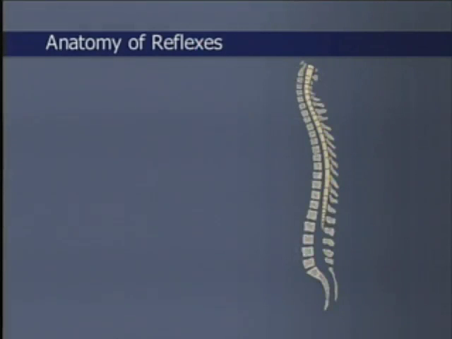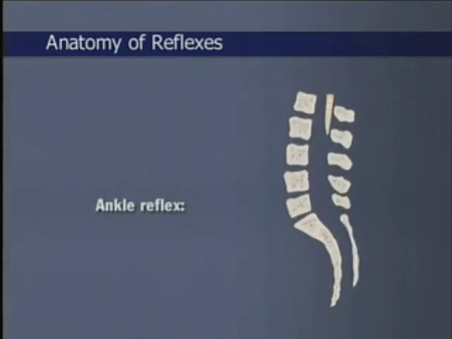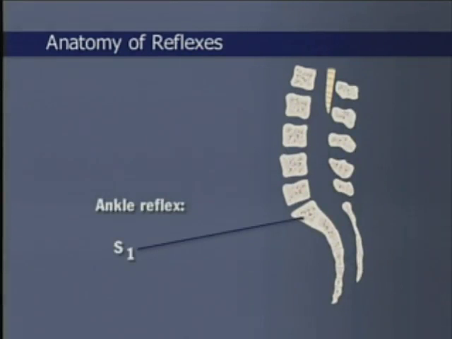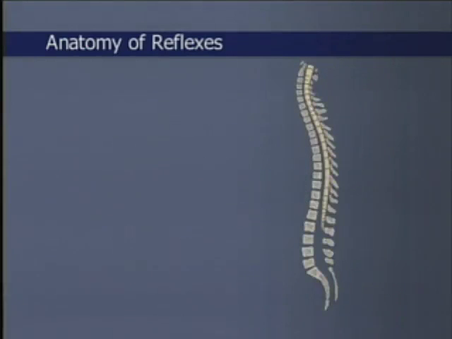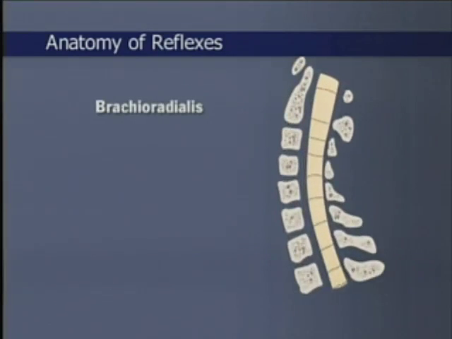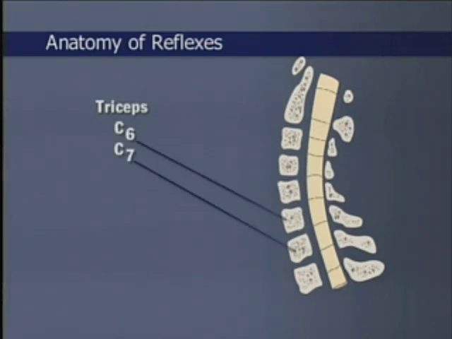Each deep tendon reflex corresponds to a specific spinal segment. The ankle reflex primarily relates to S1 and L5. The knee reflex to L2, L3, and L4. The brachioradialis to C5 and C6. The biceps reflex also to C5 and C6. And the triceps reflex to C6 and C7. Note that these ascending reflexes follow the numerical order 1 to 7, which may help you remember them.